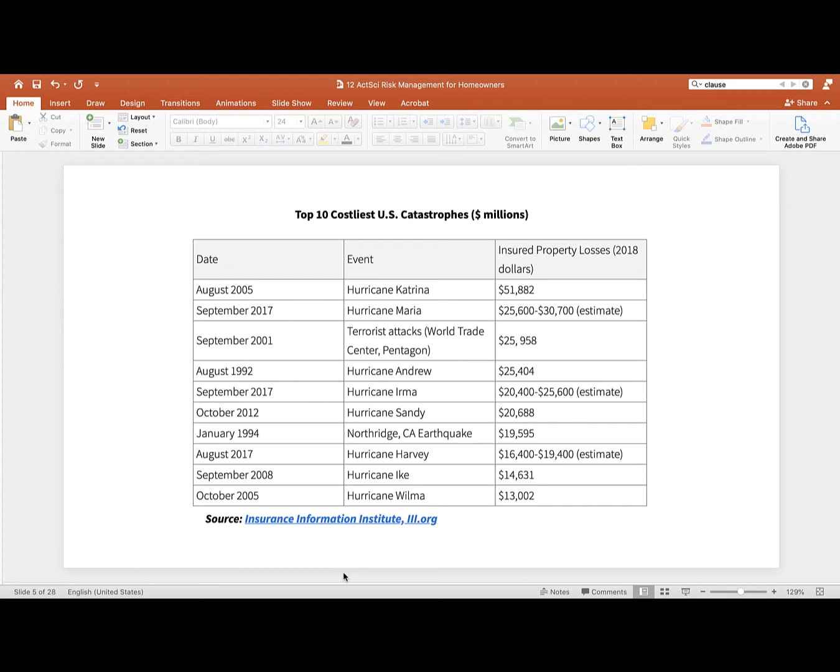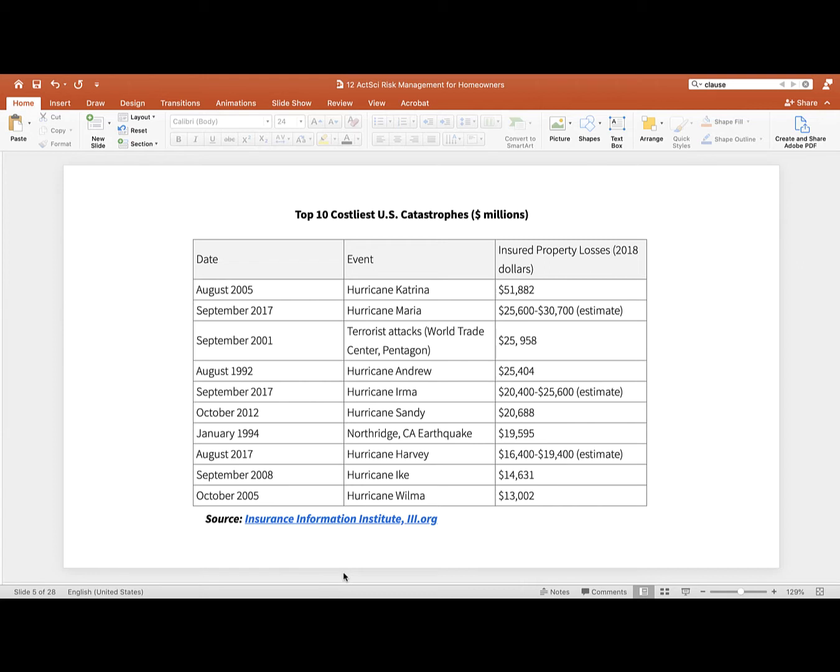Eight of the 10 are in fact wind-related losses, and all apart from the 9/11 attacks are primarily losses to residential property. So therefore, they're paid mostly by homeowners insurance. So when we look at Hurricane Katrina, that basically damaged and destroyed a lot of homes.